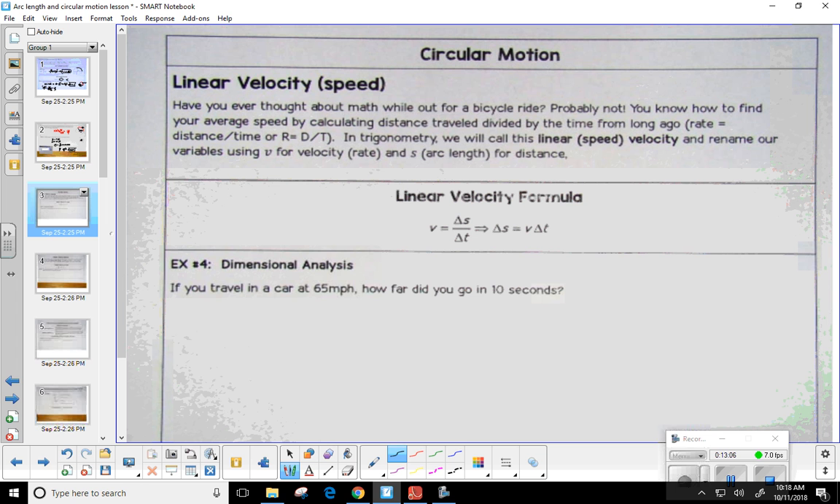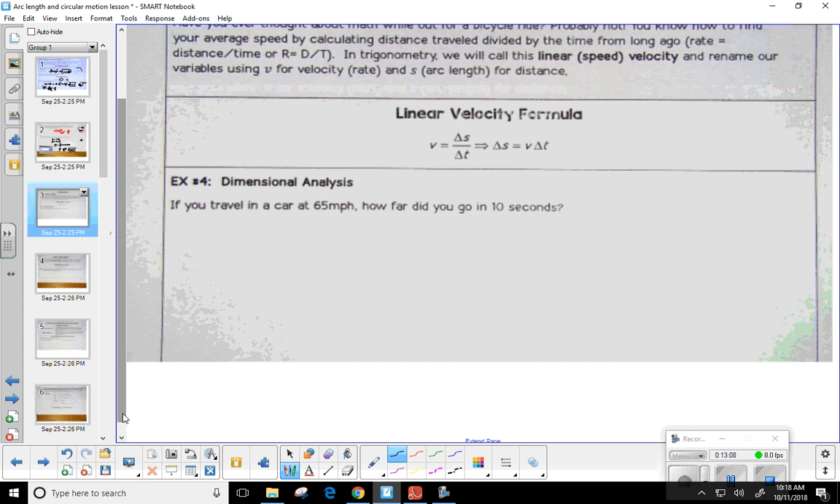All right? So let's take a look at this example right here. Okay, and I've mentioned dimensional analysis before, and we're going to be doing it a lot with these type of problems. It says if you travel in a car at 65 miles per hour, how far did you go in 10 seconds? Now, we're only wanting the distance, right? We're only wanting the distance in miles. So something here has to drop out. What am I referring to? Okay, well, we got to do something to the hours, but time overall, I need to get rid of it.